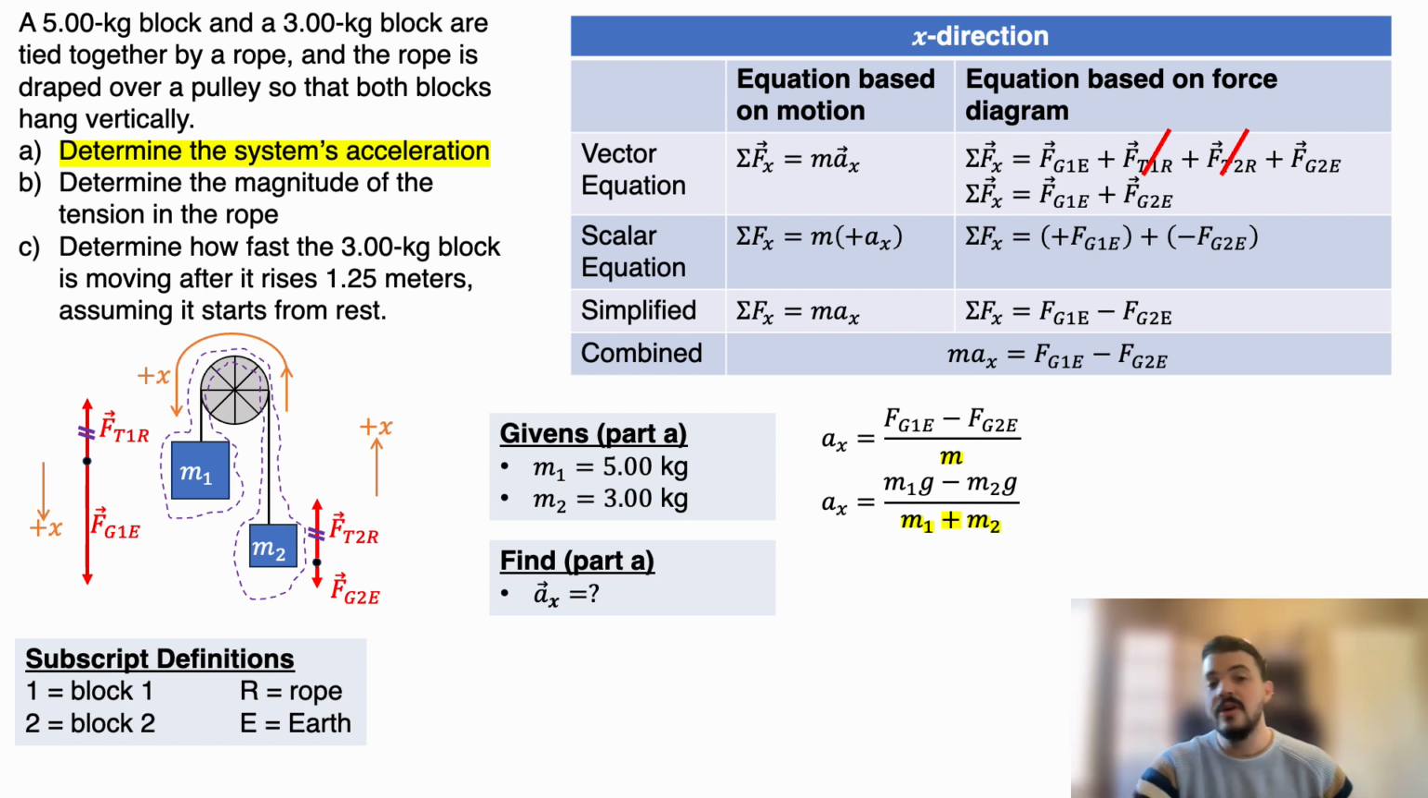And now I look at the equation I've written and I see, okay, everything is either an m1, an m2, or a little g. Those are all givens. My find is by itself. I am now ready to plug in numbers. So I'm going to go ahead and do that.